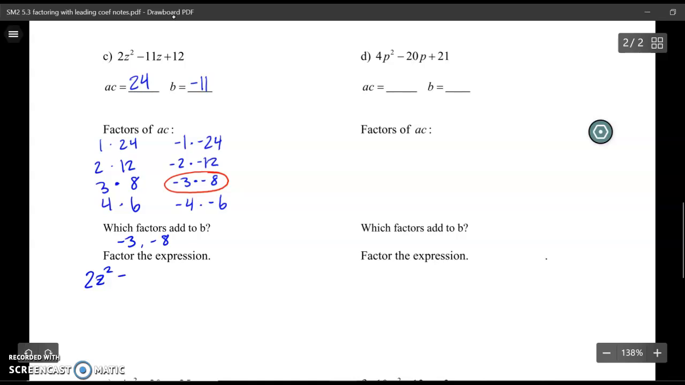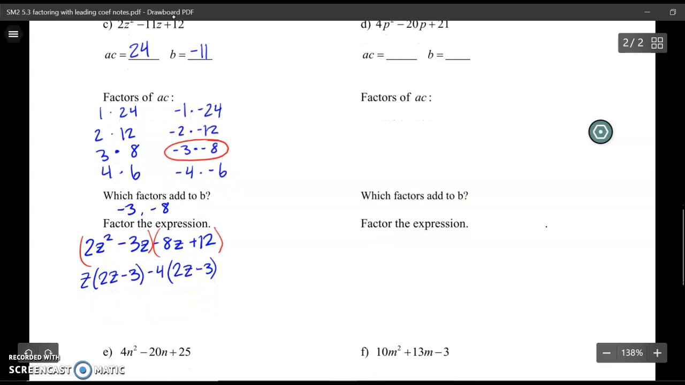Actually, I'm going to do this. I'm going to put the 8 first. I'm going to do the 3 first. Okay, and then I'm just going to do some grouping. Okay, so I'm going to factor a z out of this first set. And I'm going to factor a negative 4 out of the next pair. Okay, so 2z minus 3. And then factor the 2z minus 3 out. And that will be my final answer.